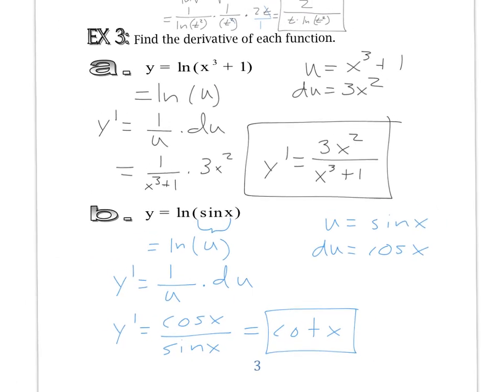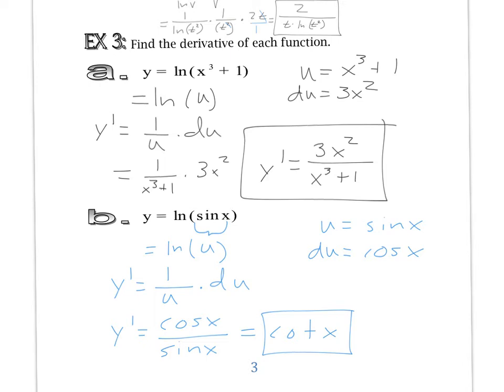Alright, so I've got both of these worked out here. Real quickly, just substituting a u. That means u equals x cubed plus 1. The derivative of that is just 3x squared. You drop the 1. So the derivative of ln u is 1 over u times du. Then I just plug everything back in. 1 over x cubed plus 1 times 3x squared. 3x squared over x cubed plus 1. We can't really simplify that anymore.